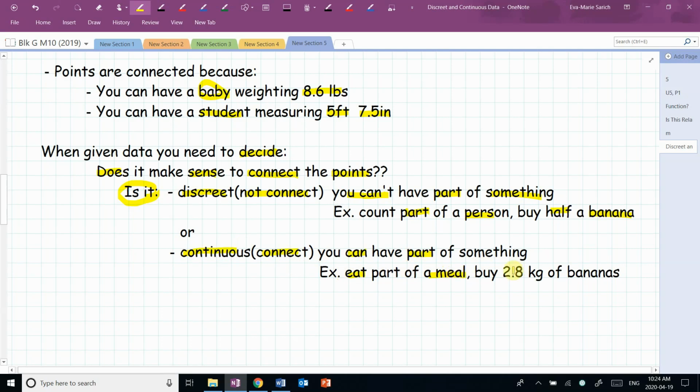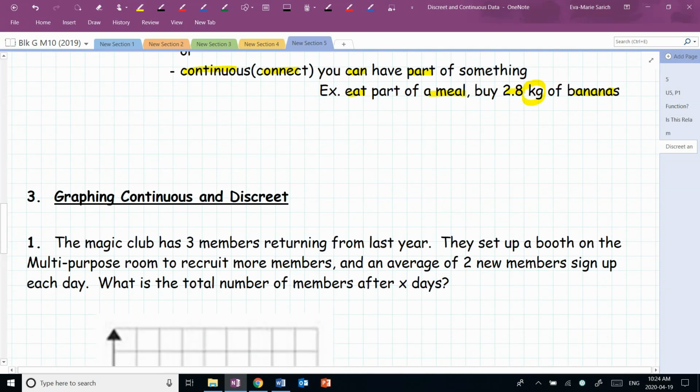You can buy 2.8 kilograms of bananas or 2.4. You can buy different amounts of bananas in weight this way, but not in whole bananas, right? You can't buy a half or a quarter of a banana. So it has to make sense whether you would connect the points to make it continuous or not connect the points if it's discrete.